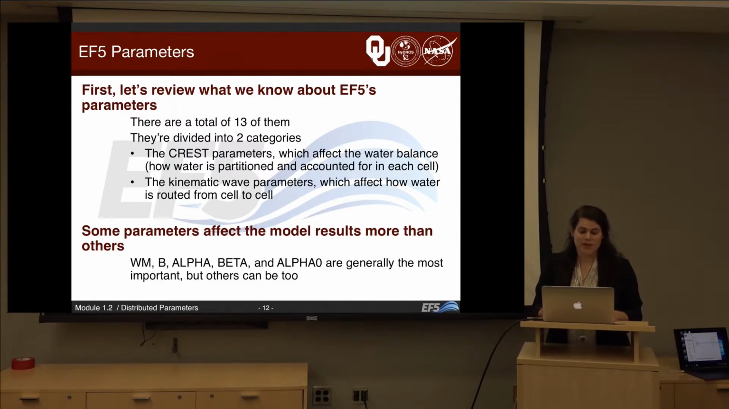Remember from our last training, CREST is a water balance model. And so for these CREST parameters, it's how water is partitioned and accounted for in each cell. For the kinematic wave parameters, this is the routing model, and that affects how water is routed from cell to cell. And as we've seen, some parameters affect the model results more than others. So we've seen that WM, B, alpha, beta, and alpha naught are generally the most important when calibrating a model, but others can be too.